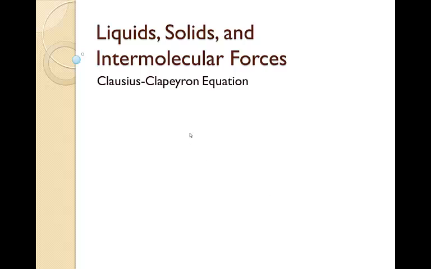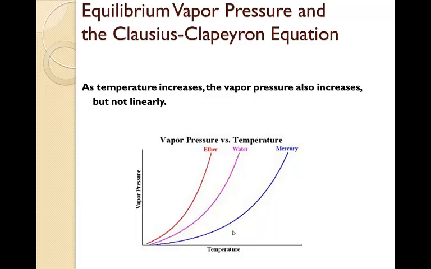In this tutorial, we will be discussing the Clausius-Clapeyron equation. You'll notice that as the temperature increases, the vapor pressure also increases. However, this isn't a linear relationship. The vapor pressure actually increases far faster than the temperature. This is called an exponential relationship.